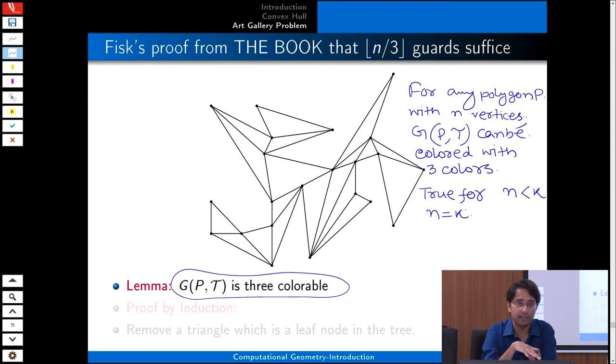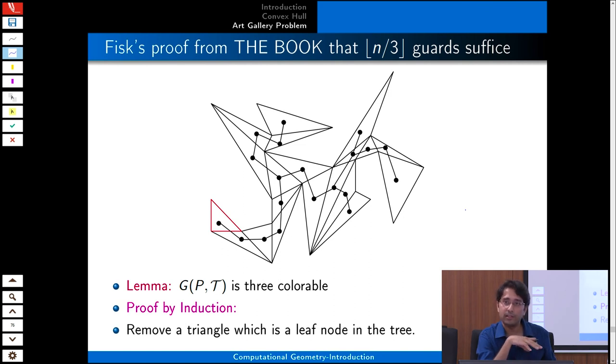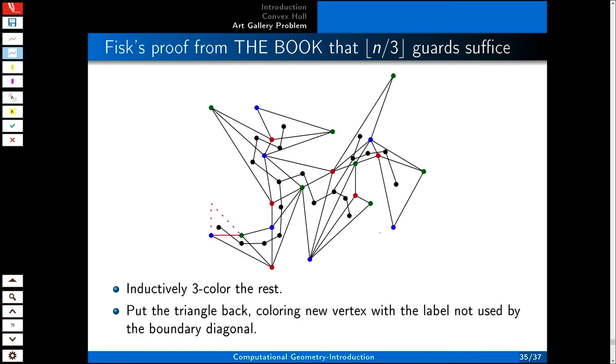Suppose you have a polygon with k vertices. Prove that this is three colorable. How will we prove that? We'll see the dual graph. We know there is a leaf node. I'll find one such leaf node and I'll delete that corresponding triangle. Delete means I'll keep that edge, but I will remove these two edges. By my induction hypothesis, this is a polygon with k minus 1 vertices after deleting the red edges, which is 3 colorable. What will I do now? I will glue back the triangle, and I have used 2 colors for it, but still I have 1 left. I will use that for the last vertex.